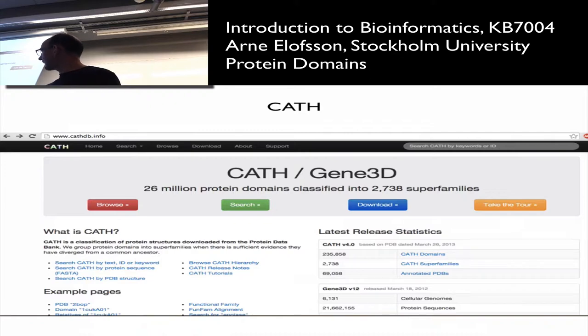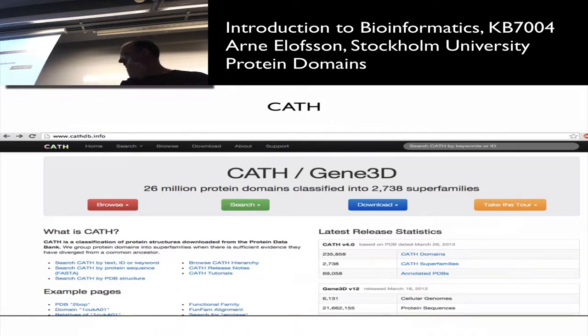They have a few nice features. You can download it, you can browse and search here. You have 233,858 CATH domains. It's more than one year old, so it hasn't been kept up to date for a year. In that time the PDB probably had, on average, maybe 80,000 to 90,000 PDB files. So they have 2.5 or 3 domains per protein on average.